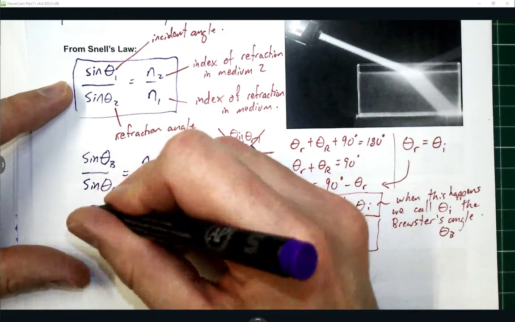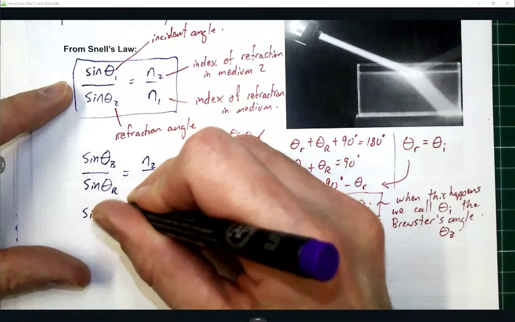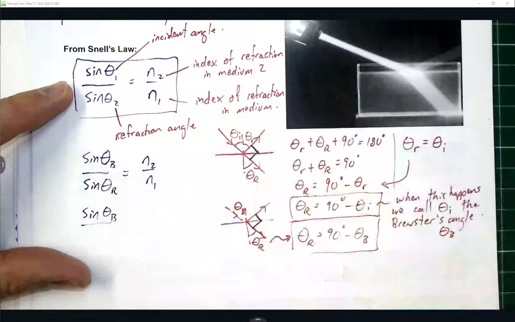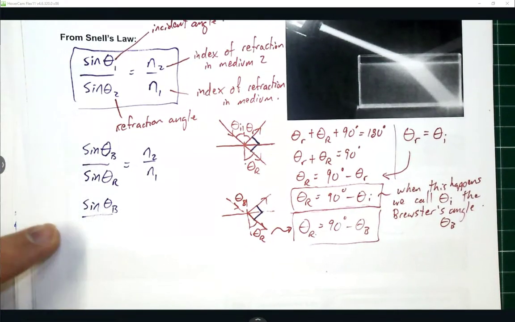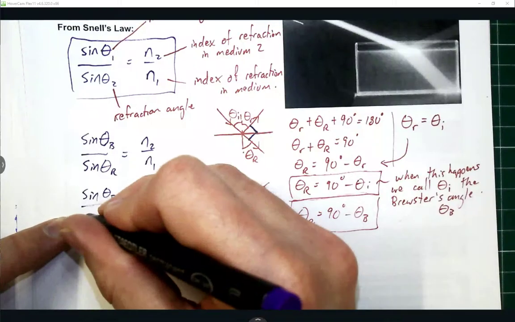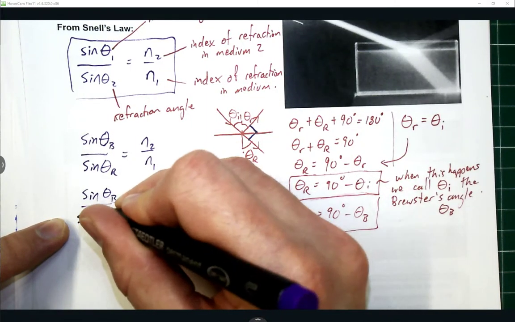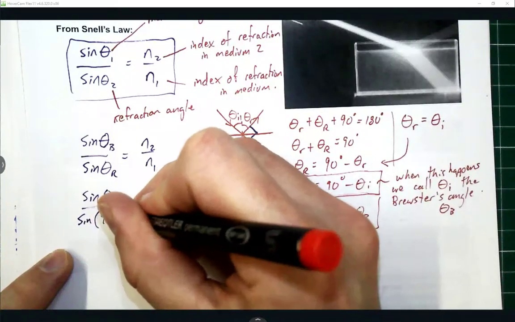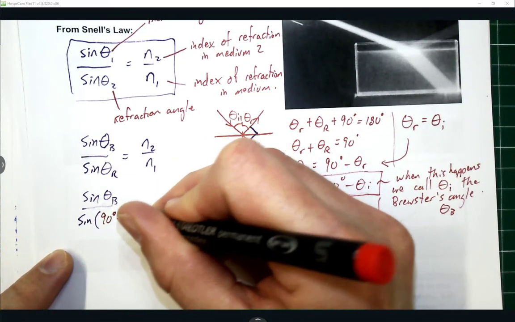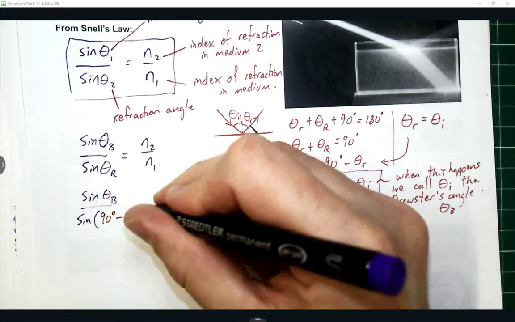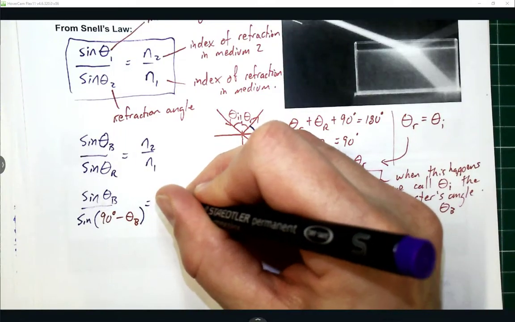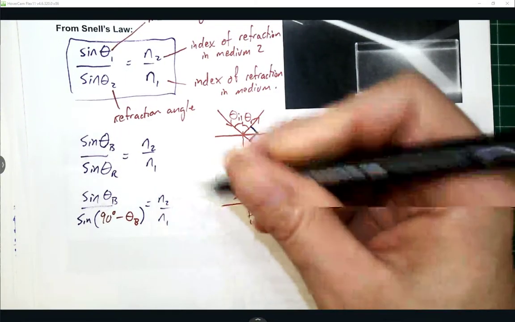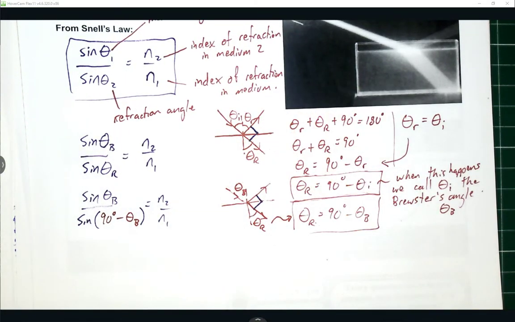But I'm going to switch things up a little bit. I'm going to say sine theta b is equal to, instead of saying sine theta r, I'm going to say it's sine of, I'll write it in red so that it pops a little bit, 90 degrees minus theta b, equals N2 over N1.